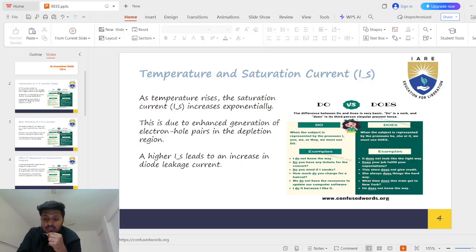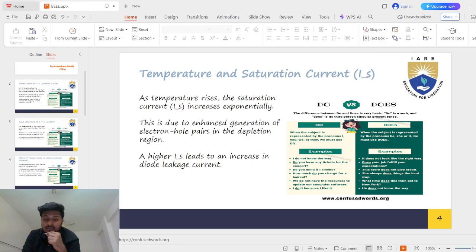Temperature and saturation current. When the temperature of a diode increases, more energy is available for the atoms in the semiconductor. This extra energy causes more electrons and holes to be created inside the material. Because of this, the saturation current, which is the small current flowing through the diode even when it is reverse biased, increases very quickly with temperature.